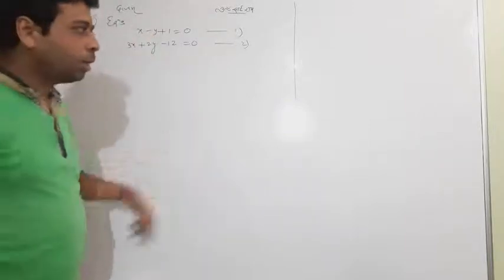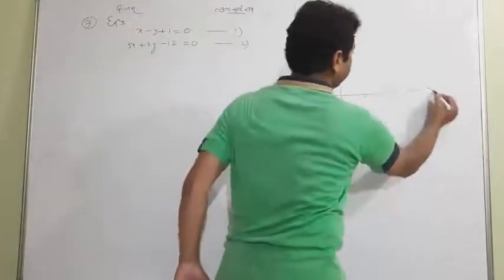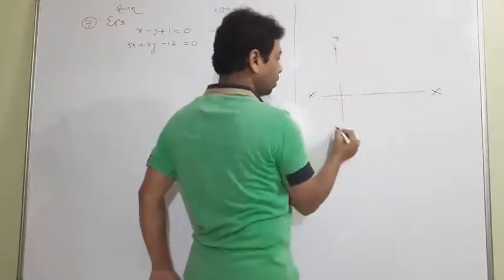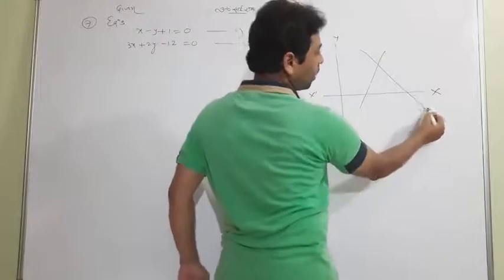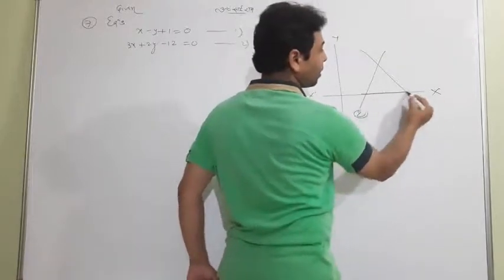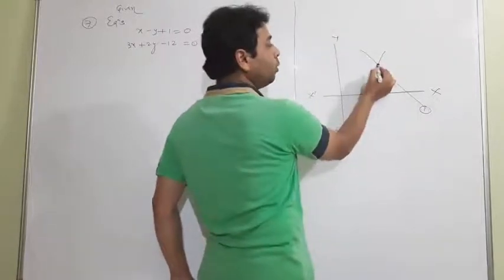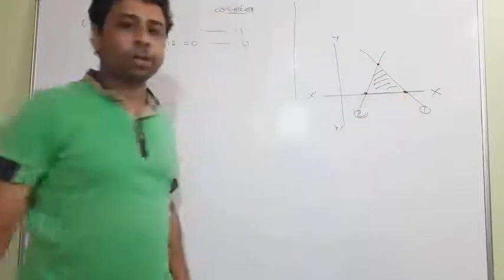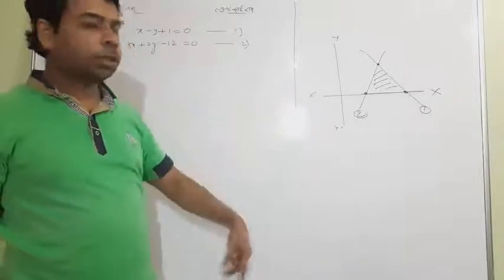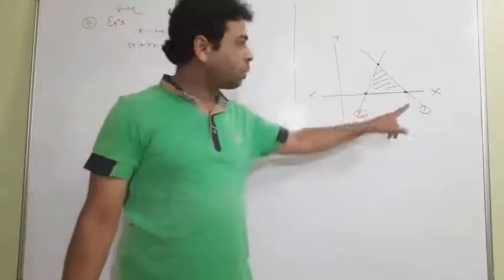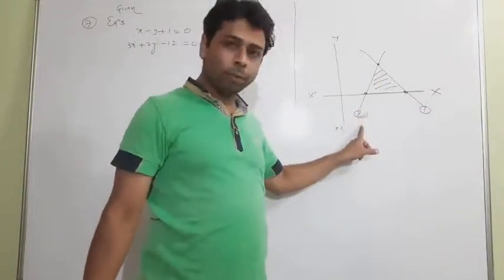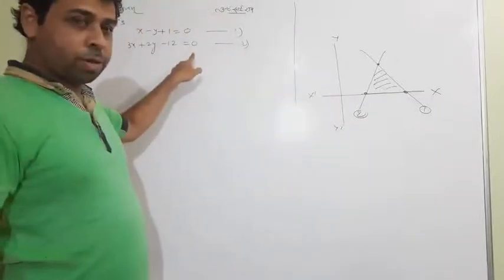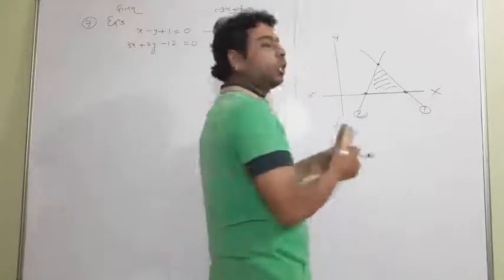Meaning this graph may possibly be like that. Suppose it is the first line, suppose it is the second line, and this is the x-axis. So you have to find this one, this one, and this one, and shade the region. This is the question. We have to make just a diagram like that. So first of all, we will draw lines 1 and 2, and then see what kind of picture will be formed.